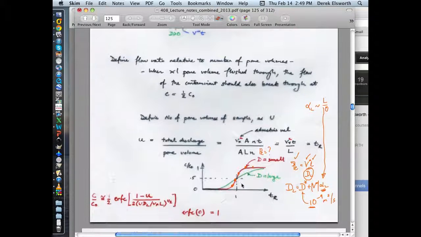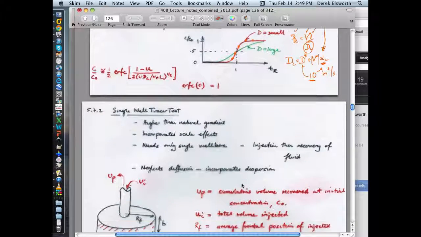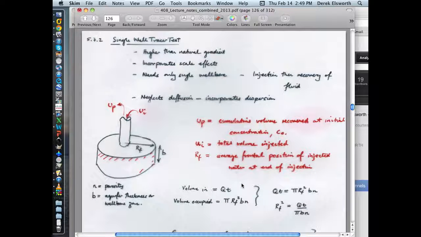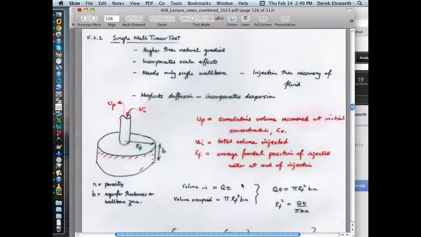Right? And so the problem in doing this experiment is that the numbers you get out of this aren't so useful. So I mentioned that just to make the point that doing experiments on cores in the laboratory might be useful for measuring diffusion, but are not very useful for measuring dispersion because you don't get decent numbers out of it for the reasons we've mentioned.